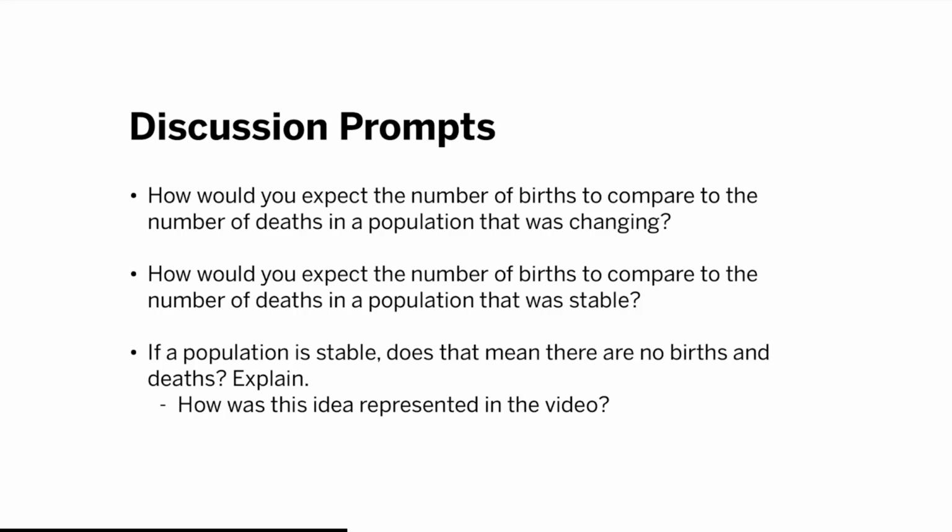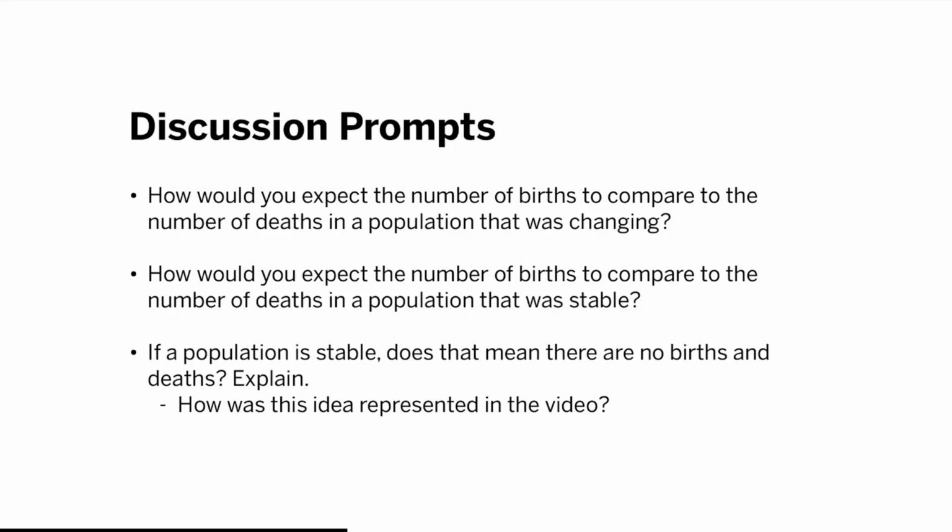How would you expect the number of births to compare to the number of deaths in a population that was changing? The number of births would be greater or less than the number of deaths. They would not be equal. How would you expect the number of births to compare to the number of deaths in a population that was stable? The number of births would equal the number of deaths.